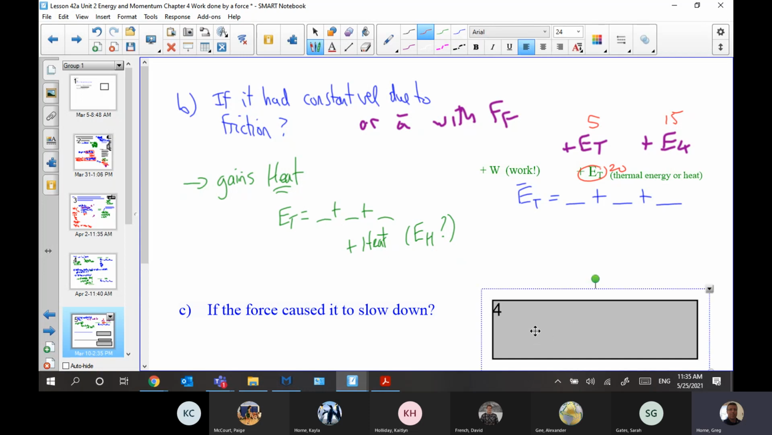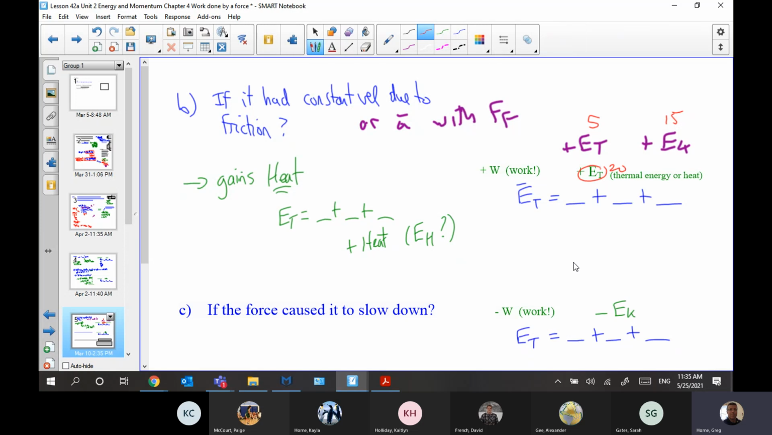If we looked at a question where there's a force that's slowing something down, then you think of the slowing down idea as we're taking energy away from the system. We're talking about negative work being done, so there'd be a negative in there. Okay.